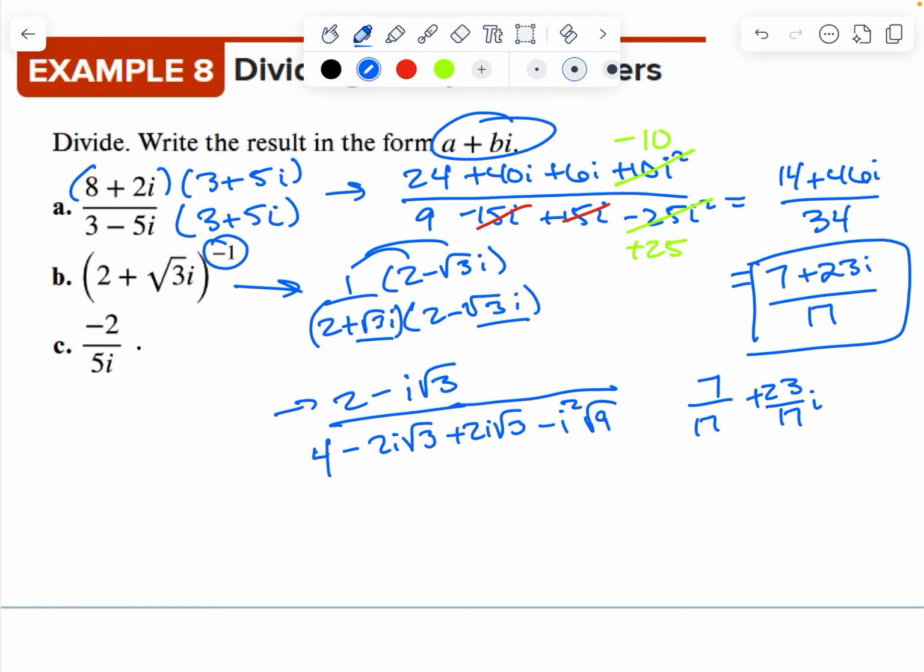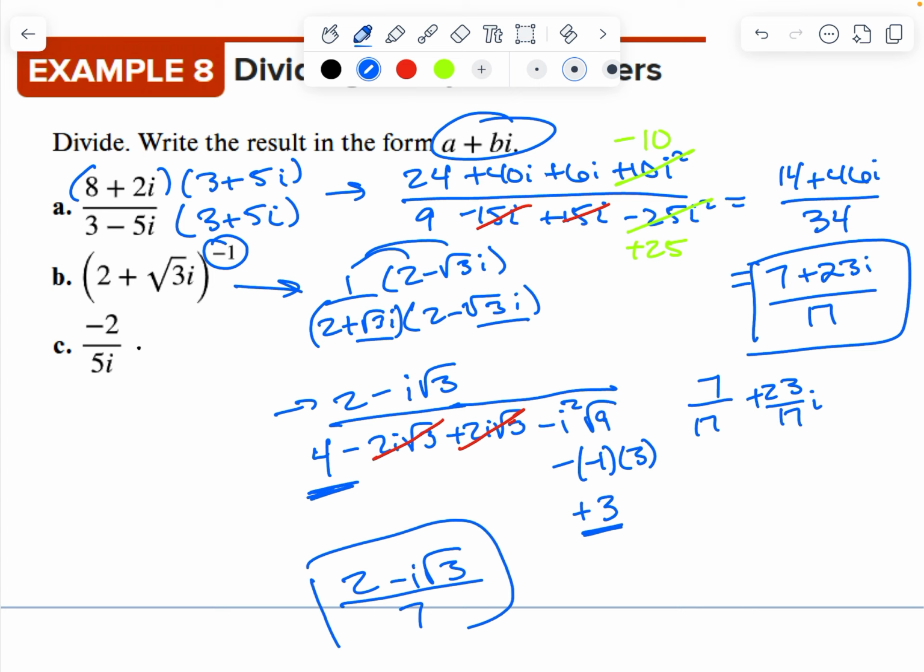There's not a whole lot you can do at the top, but on the bottom you have a plus and a minus that go away, which is what we hoped. You have an i squared, which is a negative 1. The square root of 9 is 3. So altogether, negative times negative 1 times positive 3 makes a positive 3. On the bottom, our like terms are 4 and positive 3, which makes 7.